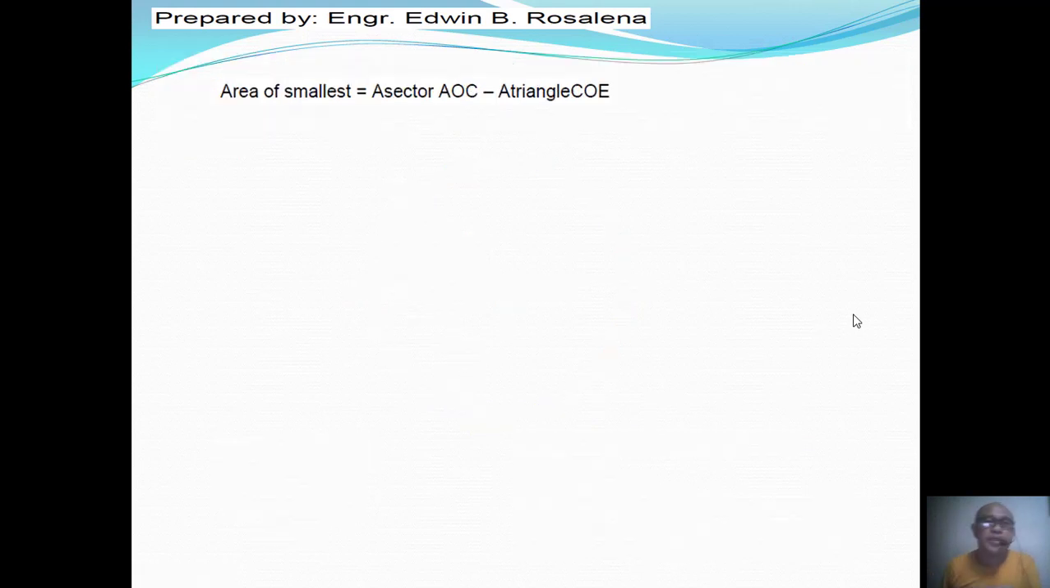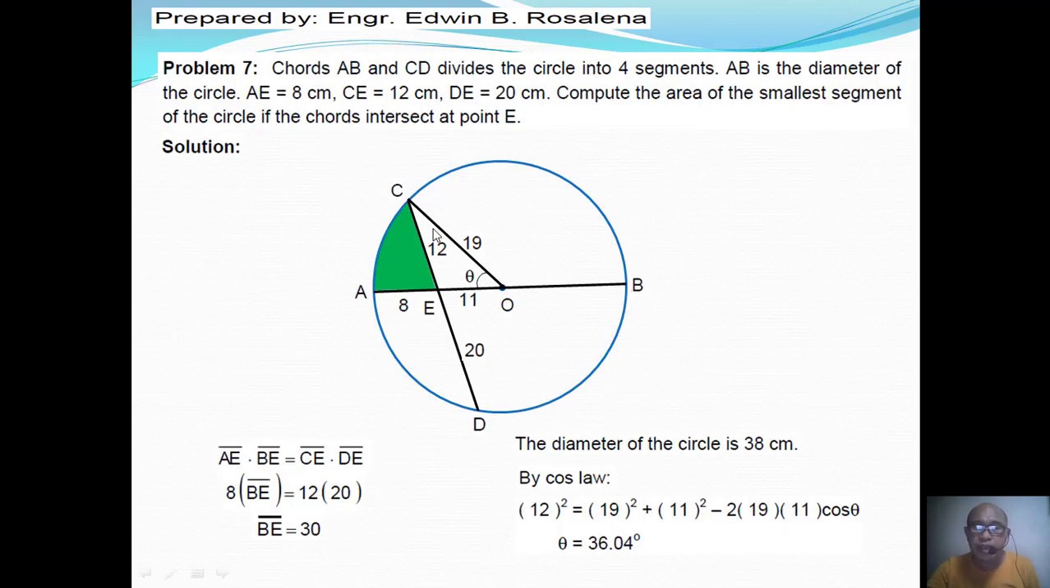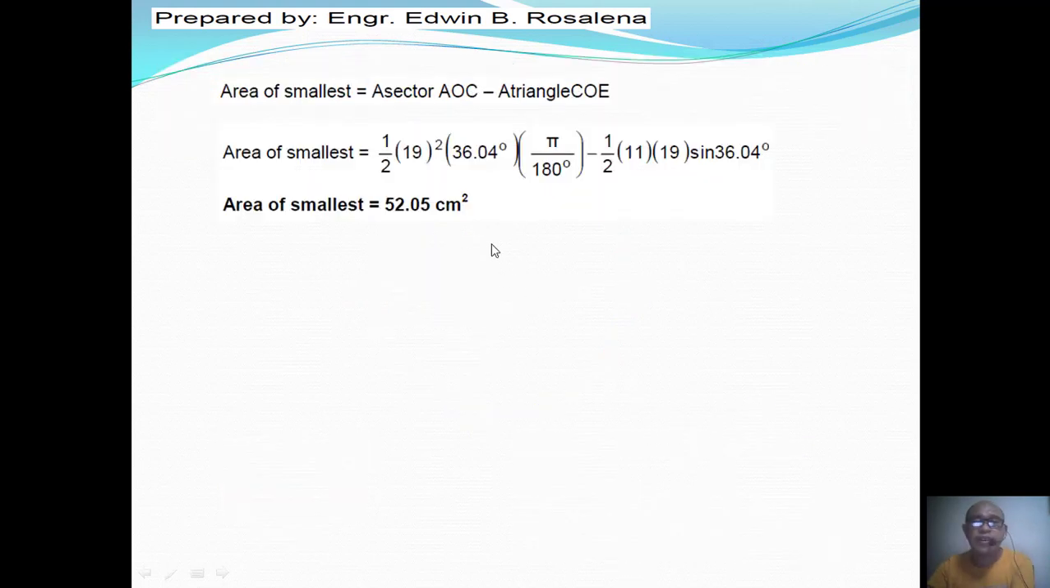Okay. So, we can now solve for the area of the smallest part. Again, area AOC minus area EOC, or kahit saan maunang letter dyan, area of the sector minus area of the triangle. Now, for the triangle, I have here two sides, 19 and 11, then sine of the angle theta. Okay, so transfer to the next slide. So, 1/2 times 19 squared times angle theta multiplied by pi over 180, minus 1/2 times 19 times 11 times sine 36.04. So, this is the smallest area, 52.05.